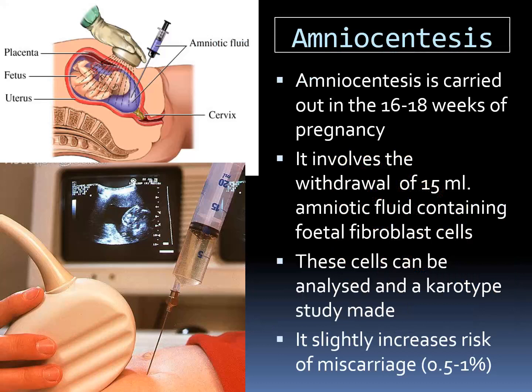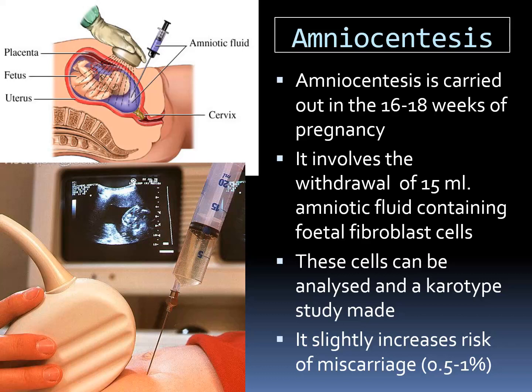Amniocentesis is the most commonly used type of antenatal diagnosis, and it is done by taking a sample of the amniotic fluid. First, we use ultrasonography to know the site of the placenta, and then we take about 15 ml of the amniotic fluid, which contains two parts, amniotic fluid itself and fibroblasts. Then we centrifuge it and analyze it for two things.